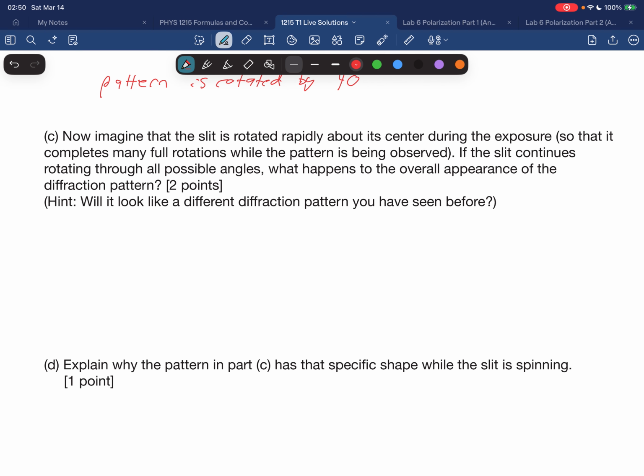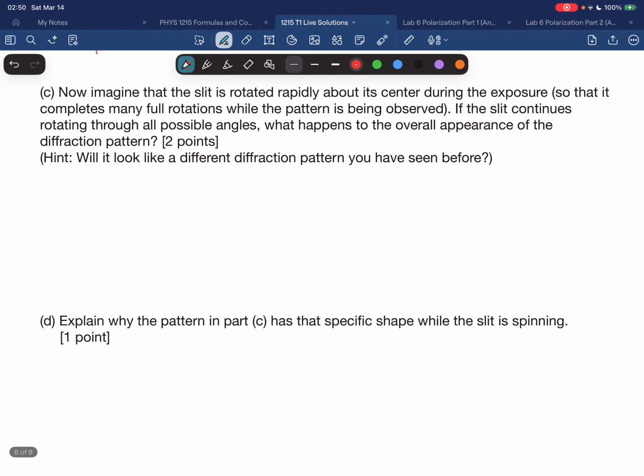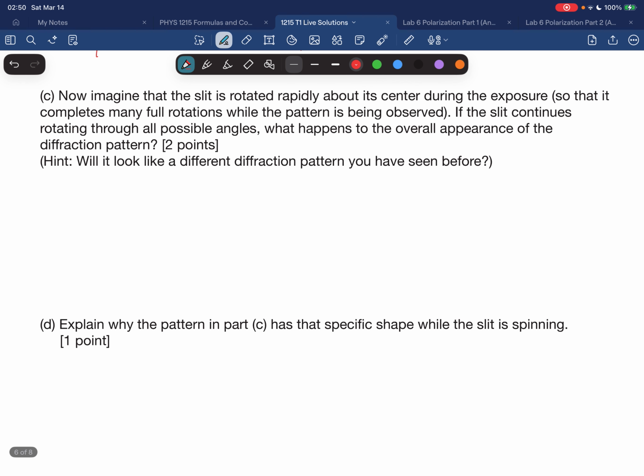I hope the brightness changing all the time isn't affecting the video. Oh well. We'll see. Part C. Now imagine that the slit is rotated rapidly about its center during the exposure so that it completes many full rotations while the pattern is being observed. If the slit continues rotating through all possible angles, what happens to the overall appearance of the diffraction pattern? 2 points. A bit of a hint here. Will it look like a different diffraction pattern you have seen before?